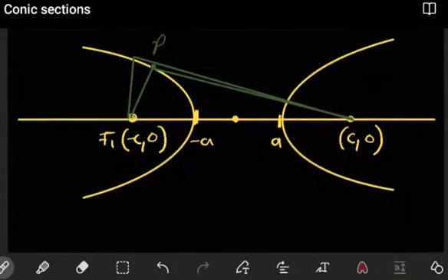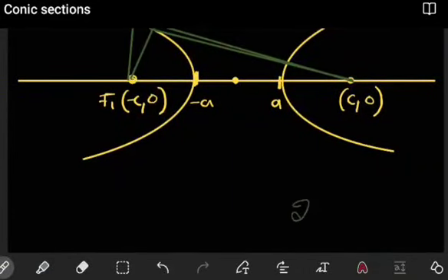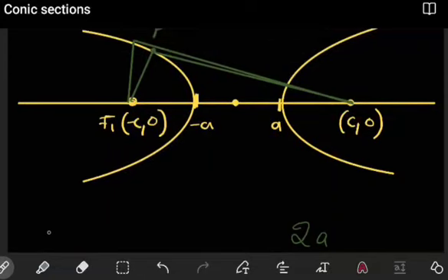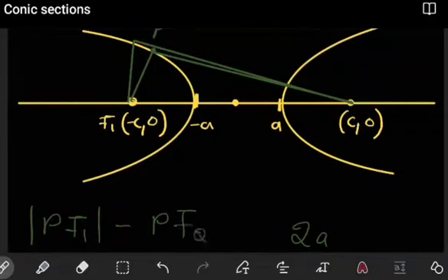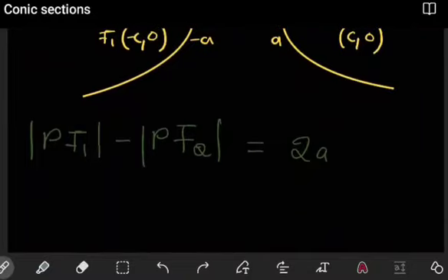Now the constant we expect to find is going to be 2a. In other words, we're saying the distance from P to F1 minus the distance from P to F2 will always be equal to a constant, and that constant is actually 2a, which is the distance between the two vertices. Now, from this skeleton of a formula, we can obtain the general formula.